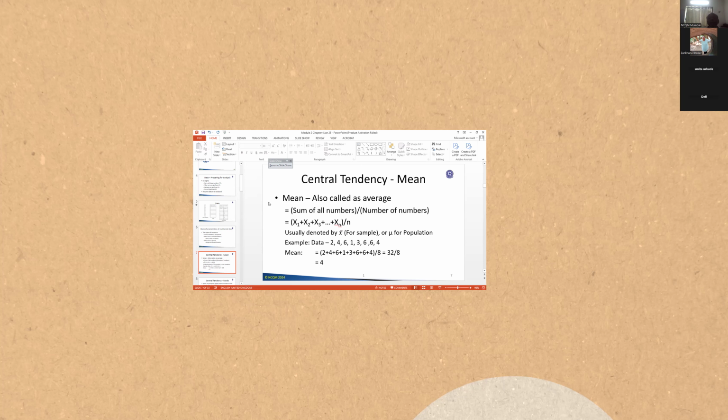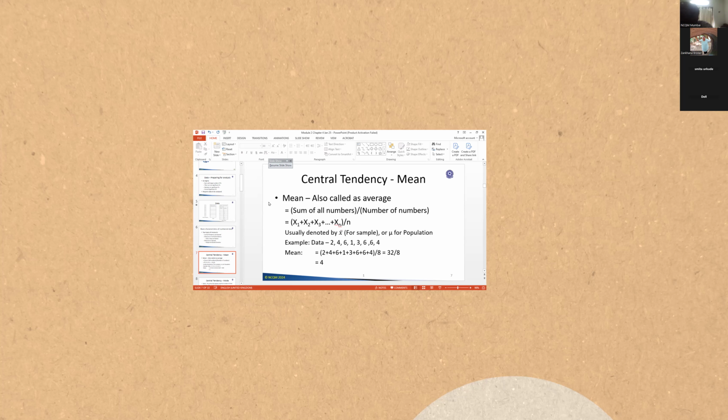Now find the median. You have to arrange it in ascending order. So 1, then 2, then 3, then 4, then 4, then 6, then 6, then 6. So there are 1, 2, 3, 4, 5, 6, 7, 8 data points. And if you have to find the median, what will we have to do? The two middle values, 4 and 6.